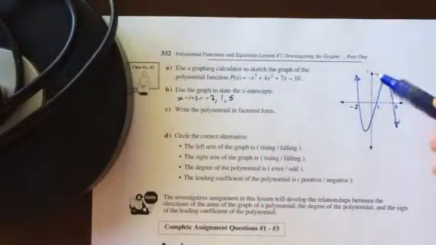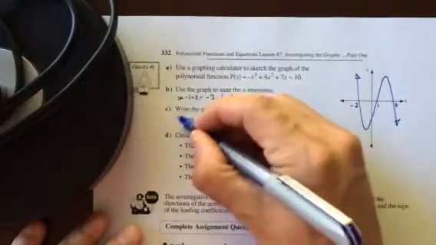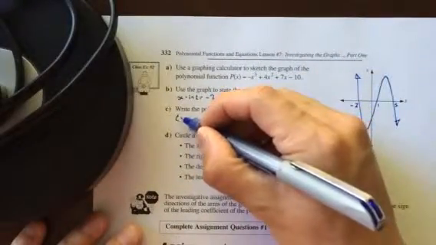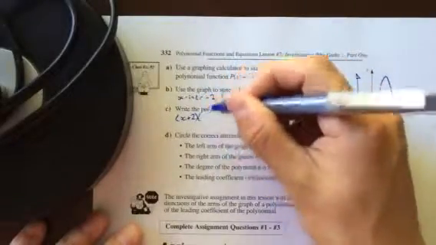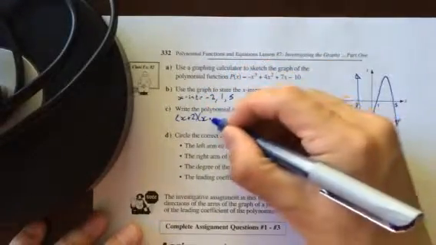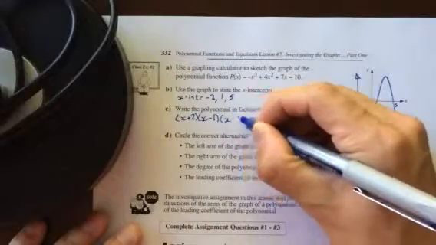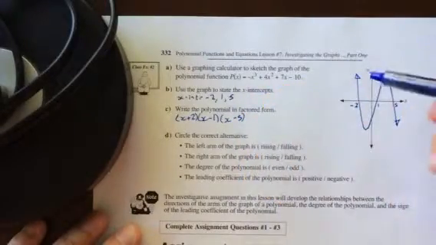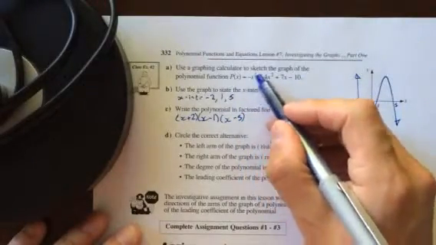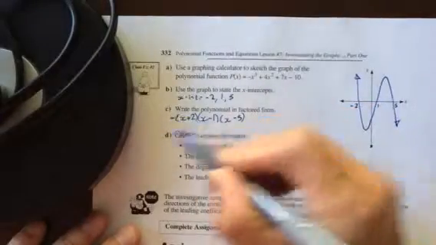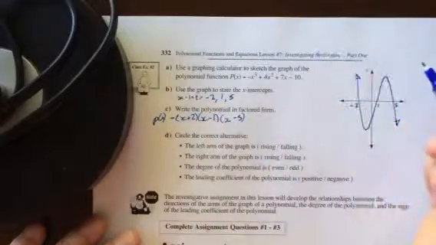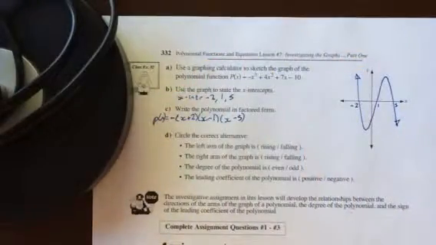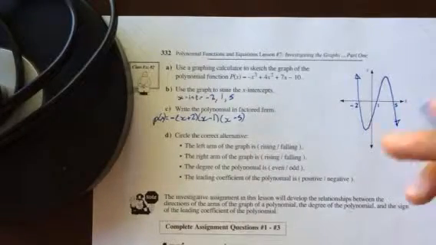Now, if we were to write this in factored form, then remember that this takes the form of x plus 2, x minus 1, and x minus 5. And if it's negative, if we had factored that, we would have factored that negative out in front like that. And in polynomial factor form, I should write that as p of x is equal to -(x plus 2)(x minus 1)(x minus 5).